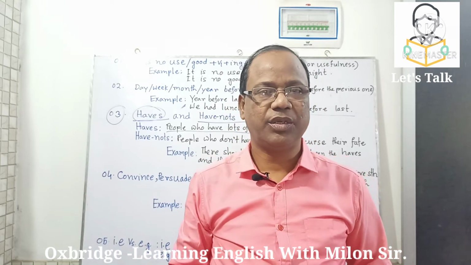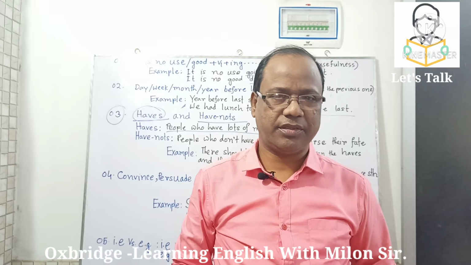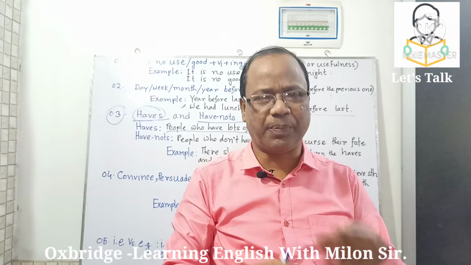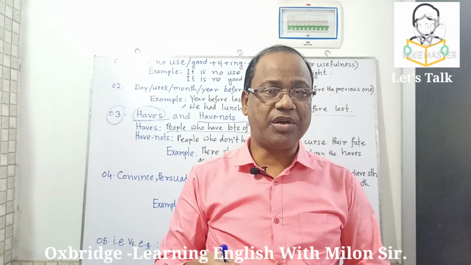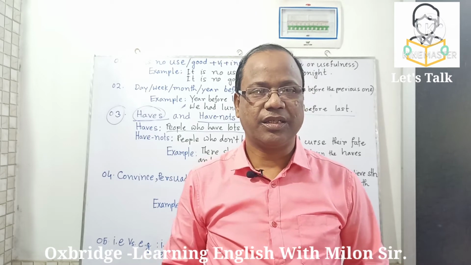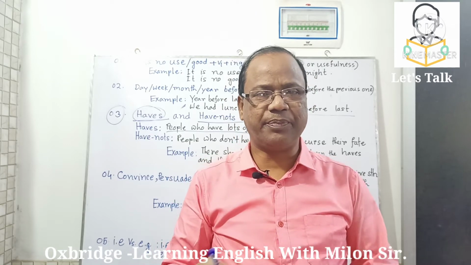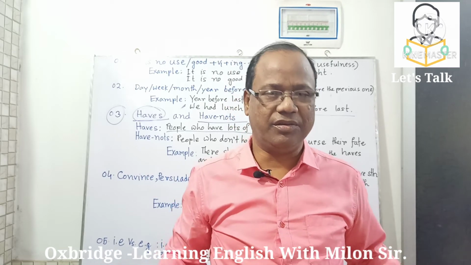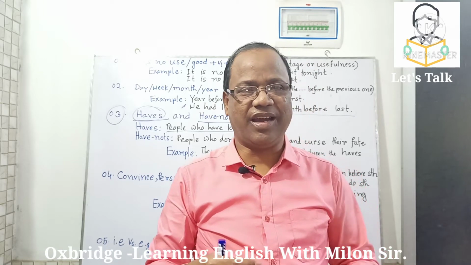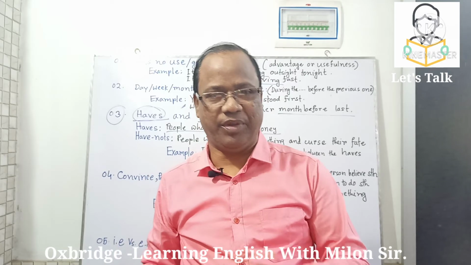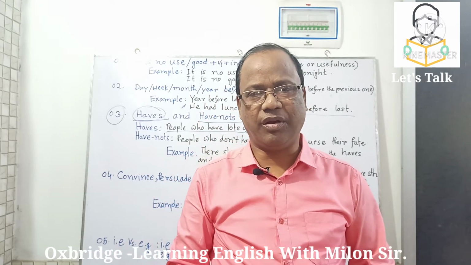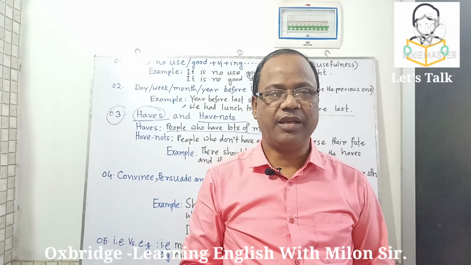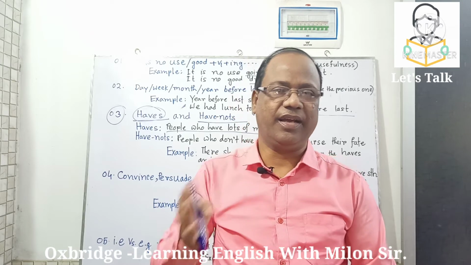On the other hand, what do we mean by have-nots? That is the opposite section of people, that is the poor people. The people who don't have anything. They can't live their life comfortably. They suffer a lot, and they even curse their fate. These are the have-nots, the poor people of our society. So I think that you have understood the difference between the haves and the have-nots.